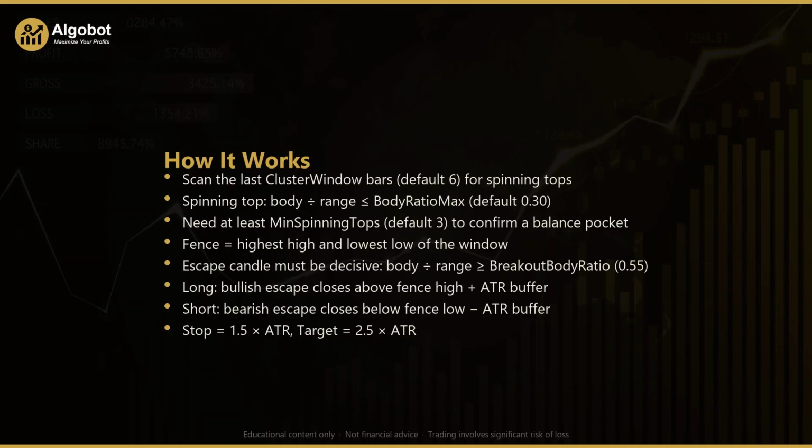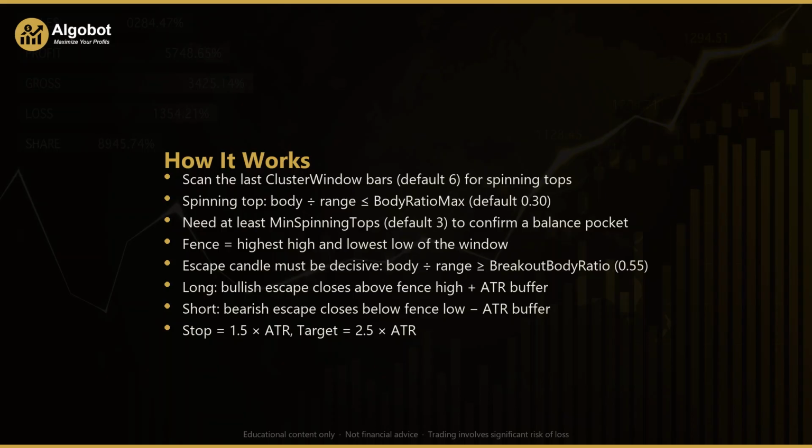In plain terms, that's a bar with long wicks and a tiny body, where buyers pushed one way and sellers pushed the other, and price settled back near where it started. That's indecision. Next, the strategy looks for a cluster. It examines the cluster window of completed bars just before the current one, 6 by default, and counts how many of them are spinning tops. If that count reaches the minimum spinning tops threshold, 3 by default, the EA treats this stretch as a genuine balance pocket, a zone where neither side has taken control. It then records the pocket's fence, the highest high and the lowest low across that window.